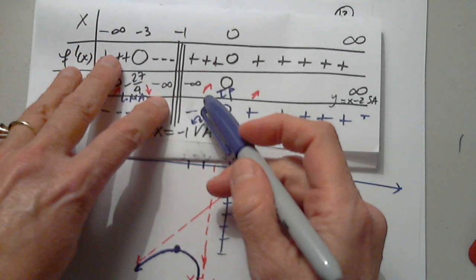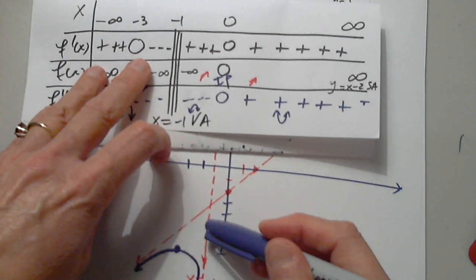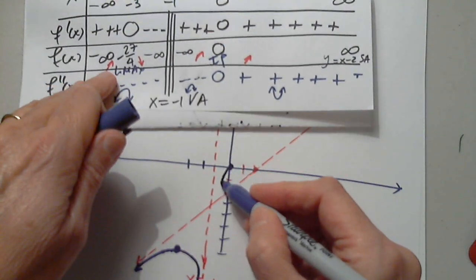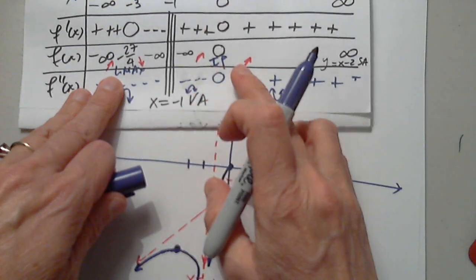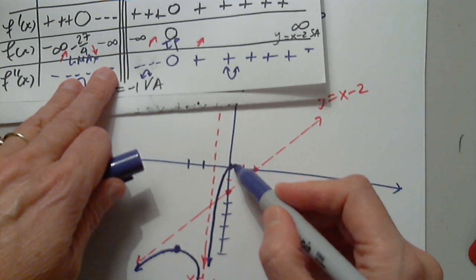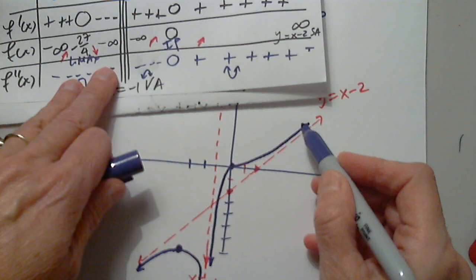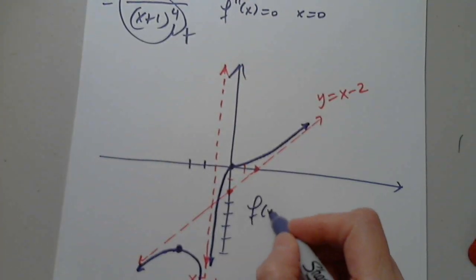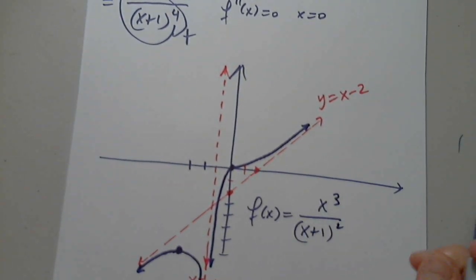Now let's see here. So from -infinity, opening down till the origin, and increasing, increasing, opening down till the origin, where it changes concavity, opening up, getting closer and closer to the asymptote. Wow. x to the third over x plus 1 squared.